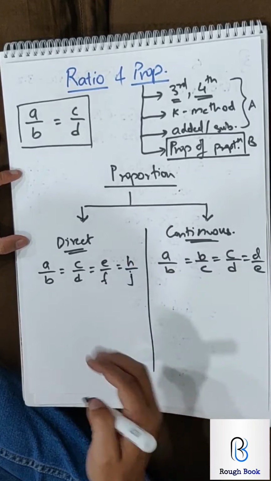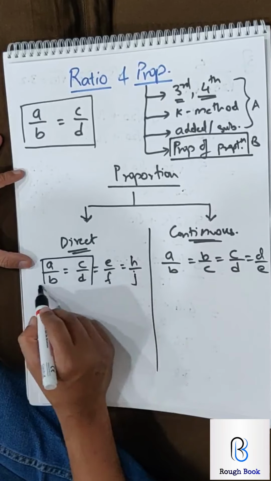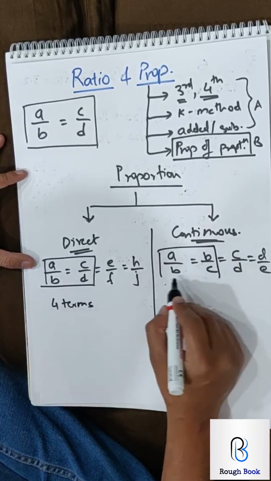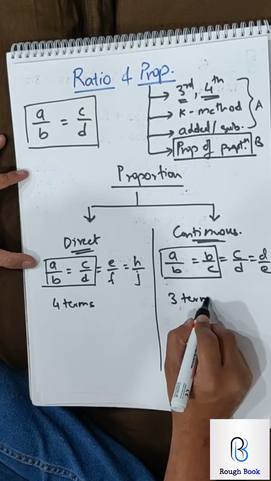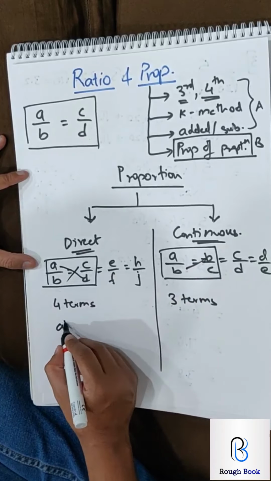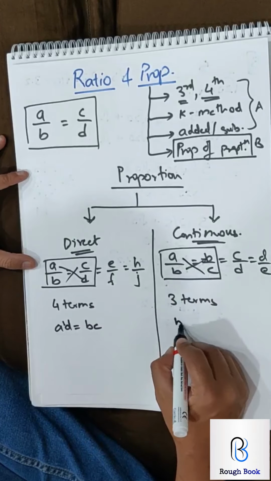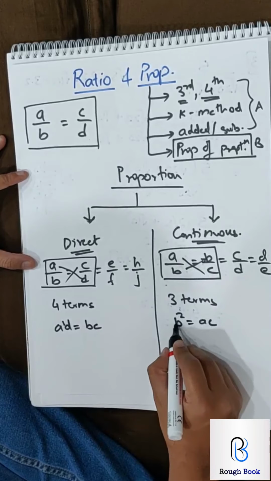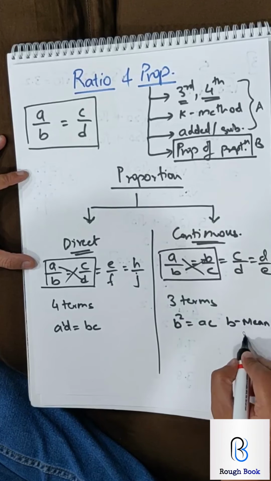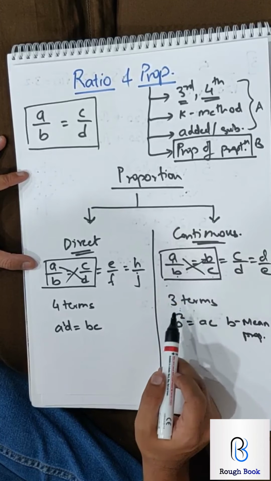Now let's first understand the comparison between direct and continuous. When there is direct proportion, let's say one proportion if we pick up, we see 4 terms. Whereas in continuous, we see only 3 terms because the second one is repeated. This is repeating itself. When I cross over here, I will get AD equals BC. But here when I cross, I will get B square is equal to AC. The second term gets squared and this second term is also named as mean proportion. So I will call this as the first term, second term, third term.